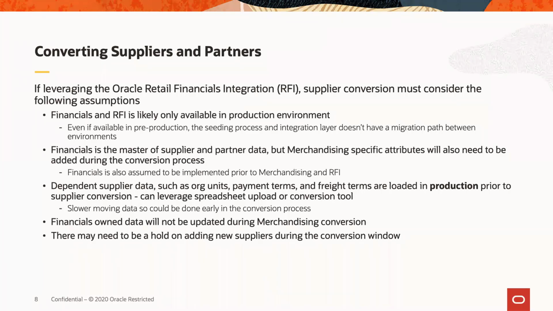There may be a need to load a few of the dependent items like payment terms or units, freight terms in production as well to support that initial load. But those are generally pretty slow moving data points, so could be done quite early in the process. And there may also need to be a hold on creating any new suppliers during that conversion window. Obviously, that can be difficult to control, but sort of like other inventory movement transactions in that final cutover window, you may want to ensure that those are held, and something to discuss at least with your customers.